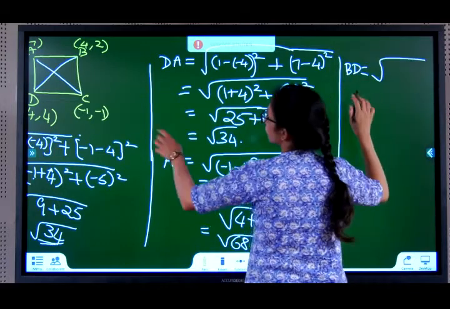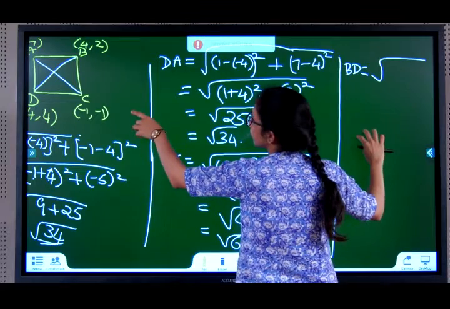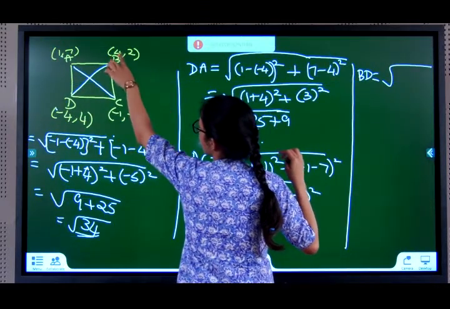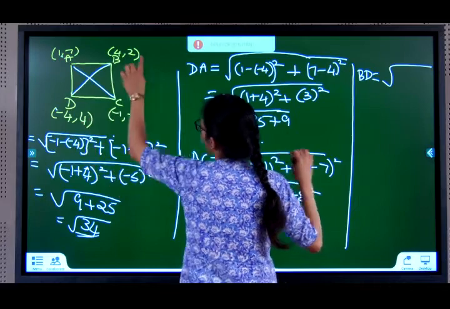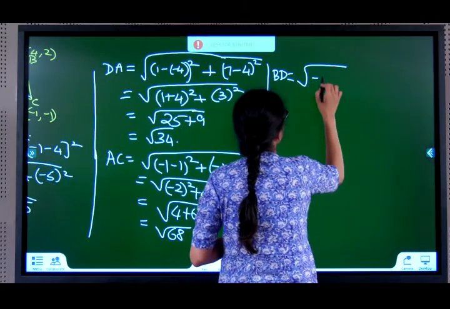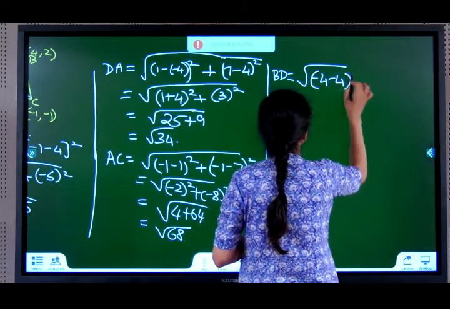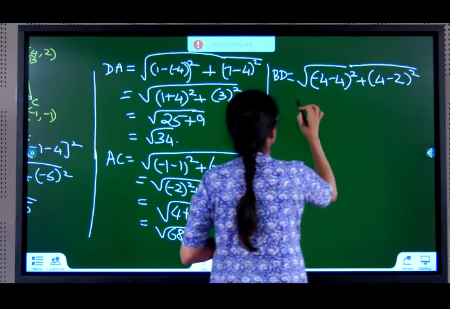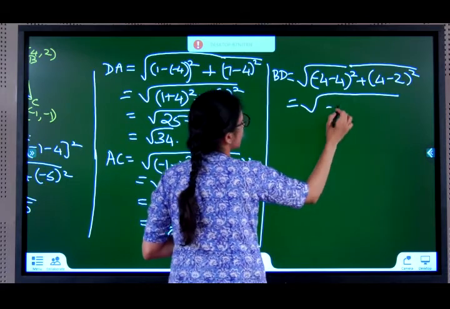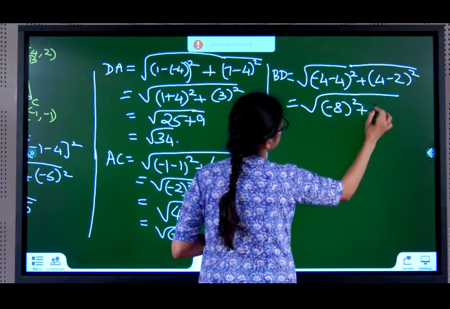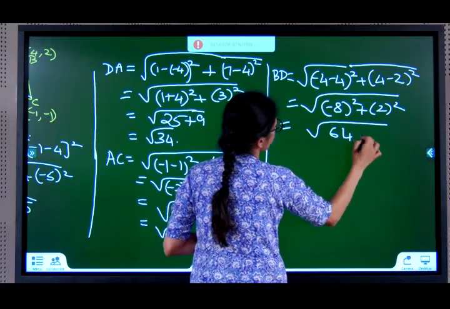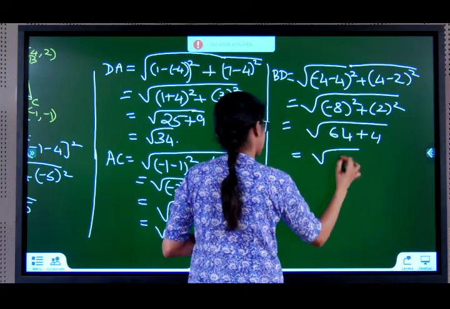Root of (x1, y1, x2, y2) minus 4 the whole square, 4 minus 2 the whole square, minus 4 the whole square plus 4 minus 2 the whole square, minus 4 the whole square, minus 8 the whole square plus 2 square, minus 8 the whole square, 64 plus 4, root 68.